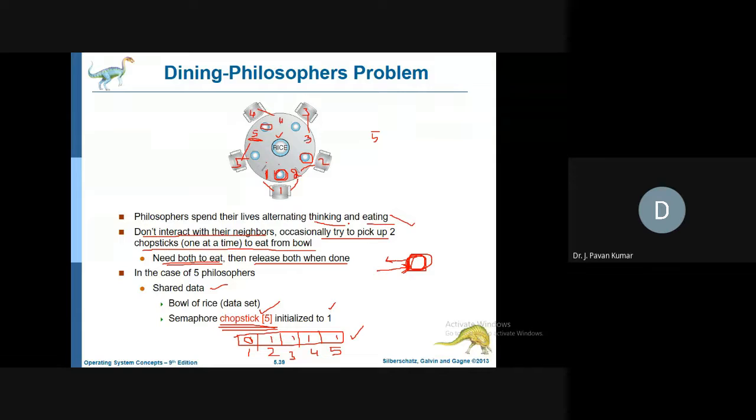P operation is nothing but wait operation. V operation is nothing but signal operation. So P operation means the semaphore value will be decremented. V operation means the semaphore value will be incremented.